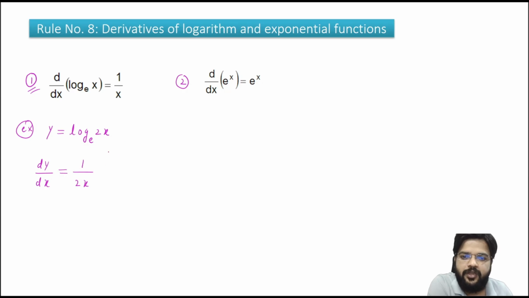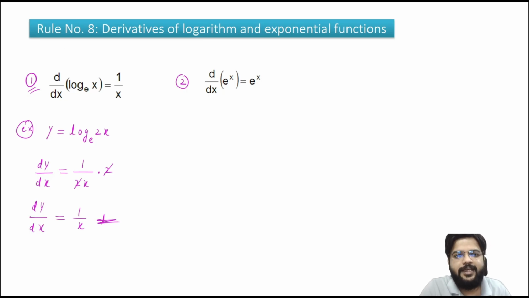So what is the differentiation of 2x? 2 is a constant, correct? Put it outside the differentiation, and the differentiation of x with respect to x is 1. So we will get 2 here, and the 2 will get cancelled out. So now we have dy by dx equal to 1 by x, correct? This is the answer, everyone. So whether we differentiate log base e of x or log base e of 2x, we get the same result. All right, note it down, everyone.